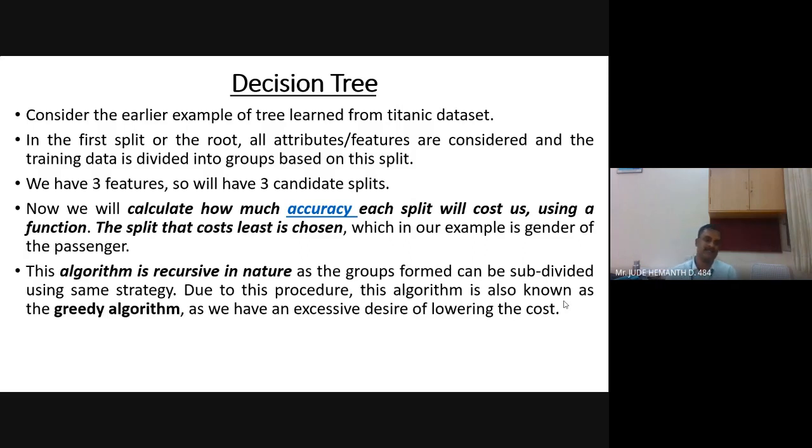So the algorithm is recursive in nature. That means when one root is decided, it is going to be divided into 2. The first node is called the root node, then we have the internal nodes, and they are going to have some subdivisions. This algorithm is called a greedy algorithm, because I'm going to keep on dividing my tree into many branches with an objective of minimizing the error, lowering the cost.